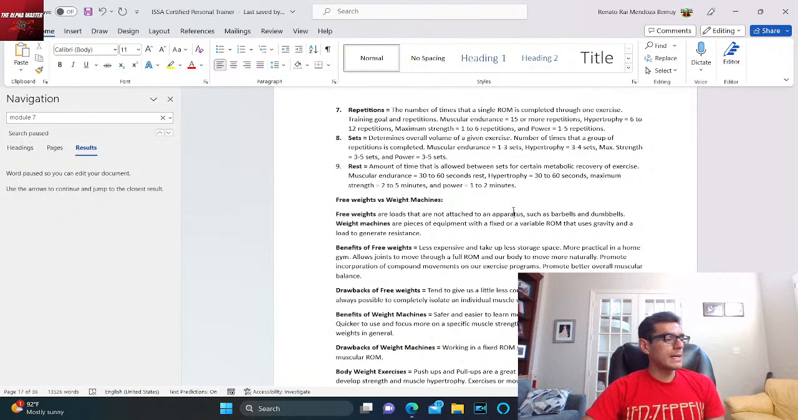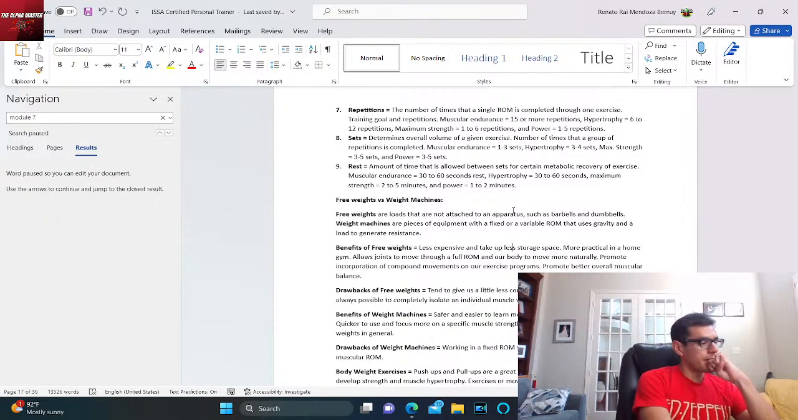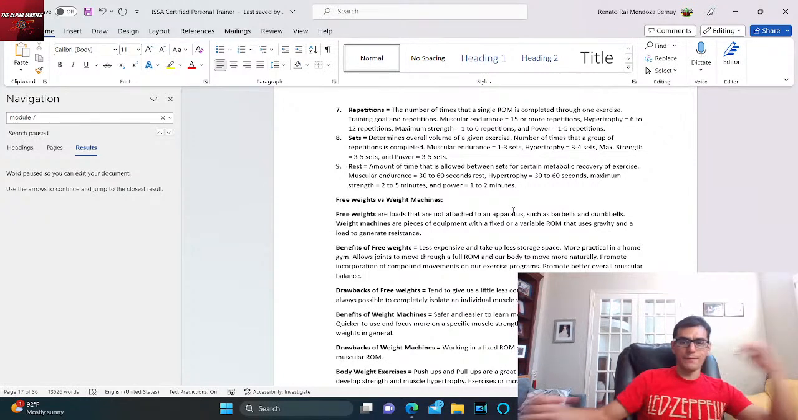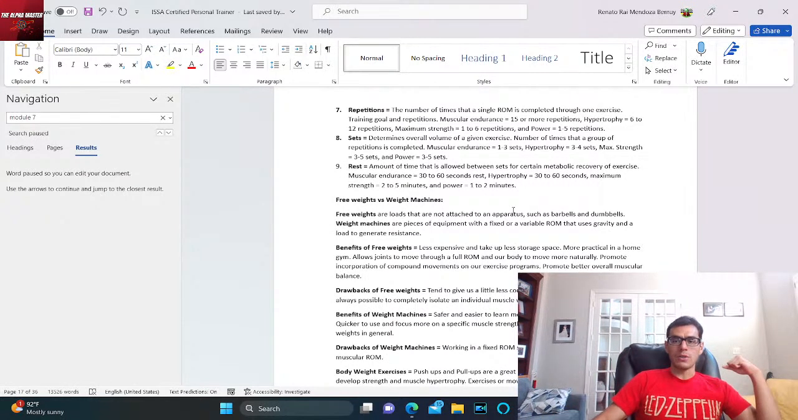Now, we're going to look at the benefits and drawbacks of free weights. The benefits of free weights are that they are less expensive and take up less storage space. They're more practical in a home gym, allow joints to move throughout a full range of motion and our body to move more naturally, promote incorporation of compound movements in our exercise programs, and promote better overall muscular balance.